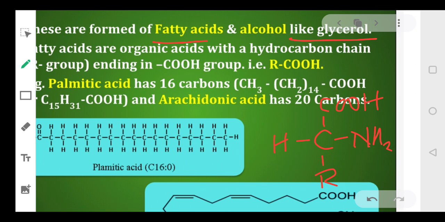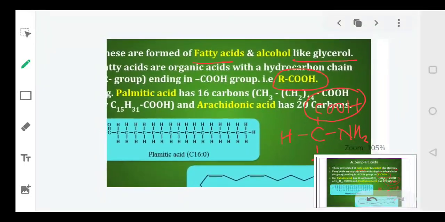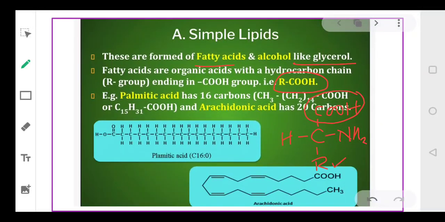Now in case of fatty acids, the carboxylic group is not directly attached to the carbon, but it is attached to the R group, that is the variable group. Thus we call it RCOOH. So simple lipids are made up of two components: fatty acids and glycerol.